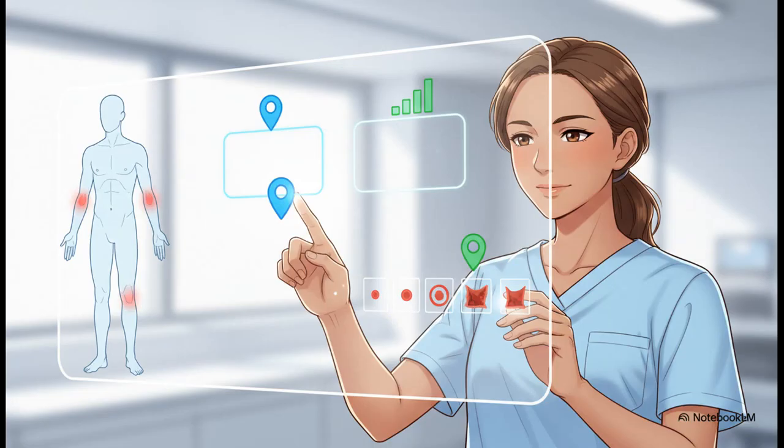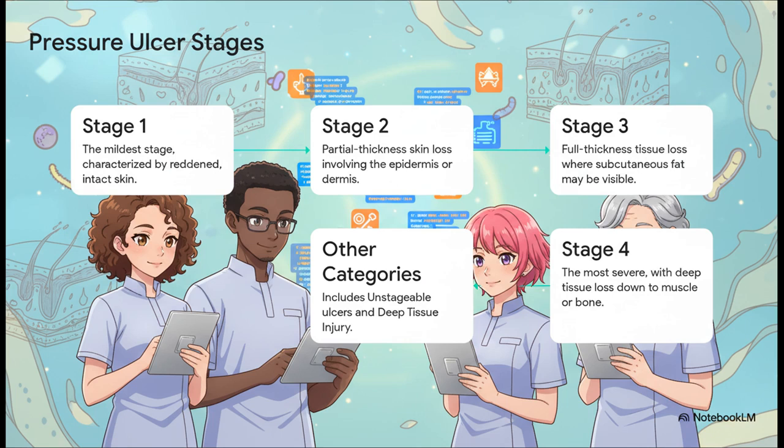Now, for pressure ulcers, it's not enough to just say pressure ulcer. Nope, the code demands a 2-for-1 deal. You have to specify both the exact location on the body, is it the left elbow or the right heel, and you have to specify the severity, which we call the stage of the ulcer.